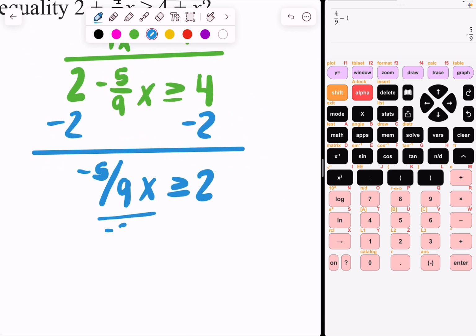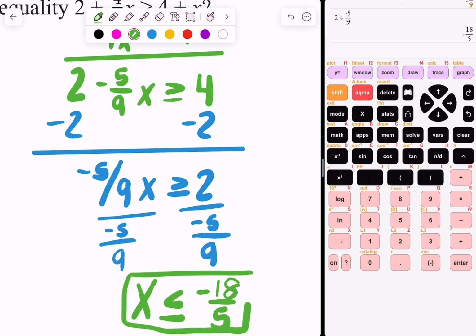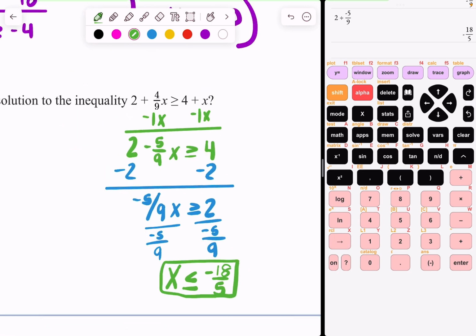We want to get rid of that -5 over 9. So we are going to have x. We have to flip our symbol since we are dividing by a negative. And we are doing 2 divided by -5 over 9, which gets us -18 over 5. And make sure you flip your symbol since you did divide by a negative number.